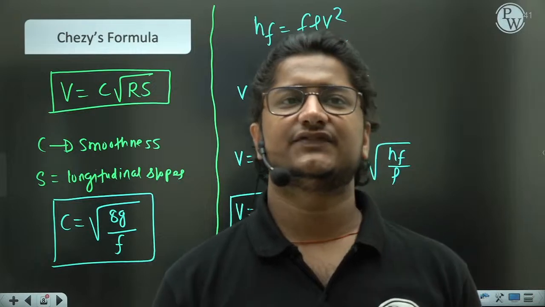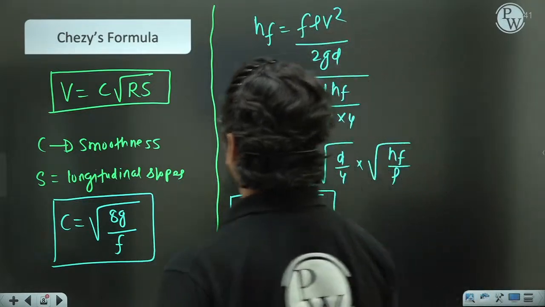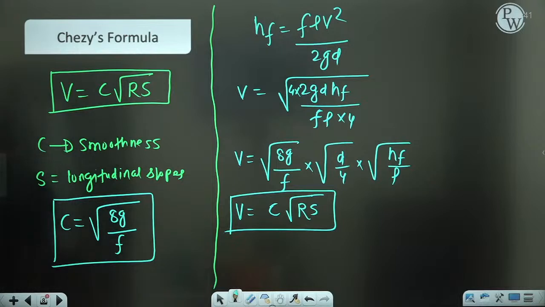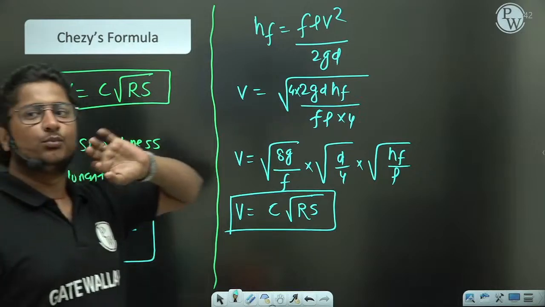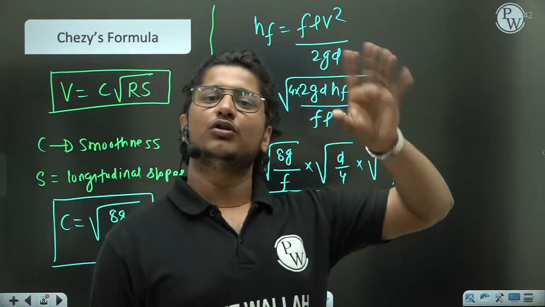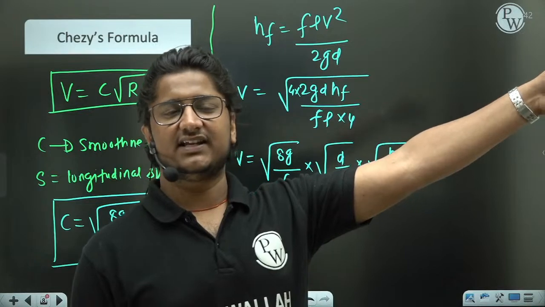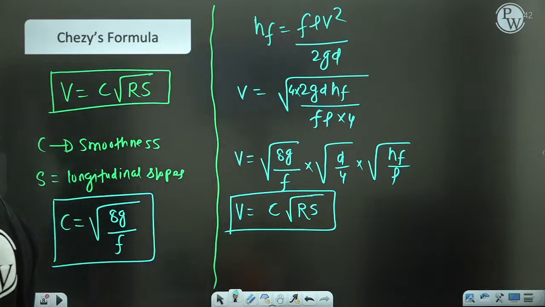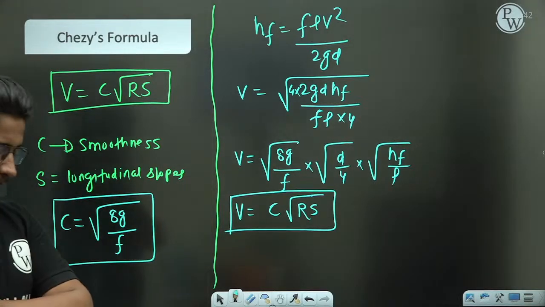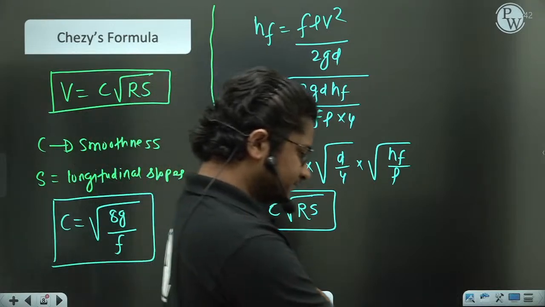But again, a new formula was given by Manning, which we will also discuss. We are going to use Manning's formula most of the time, but this also we need to study. If C is more, velocity will also be more. If more smoothness, more C value, more velocity. Is it clear? Kindly note it down quickly.